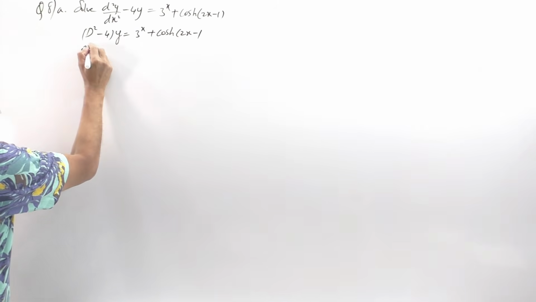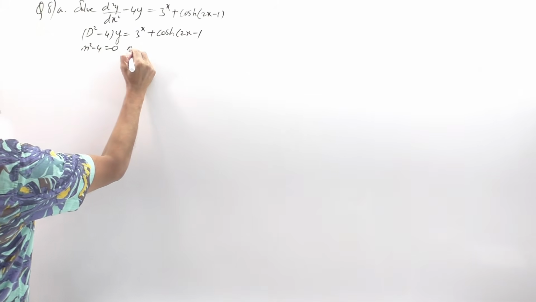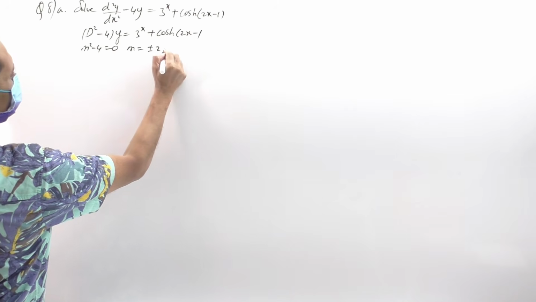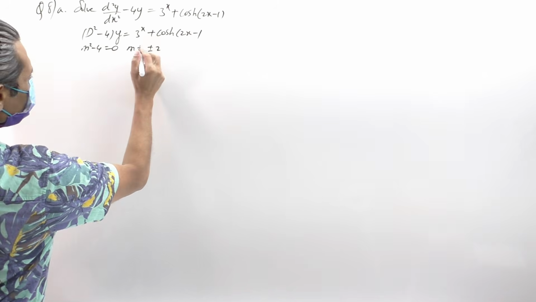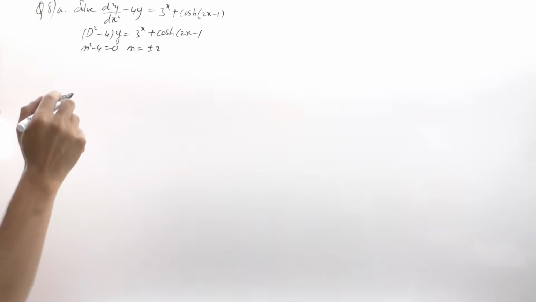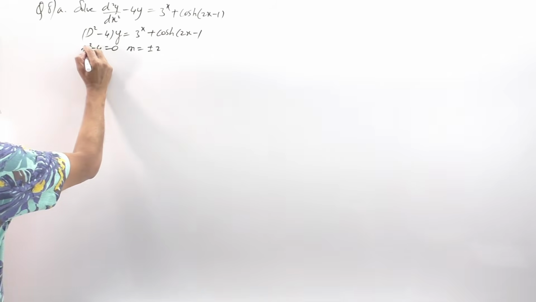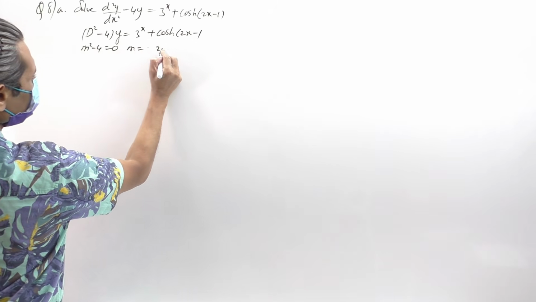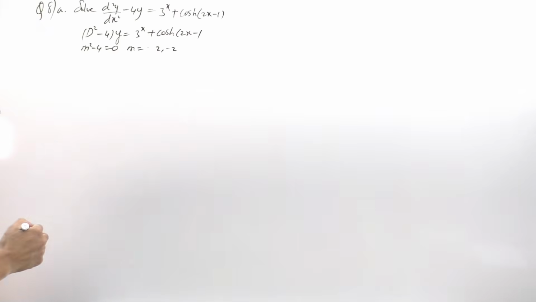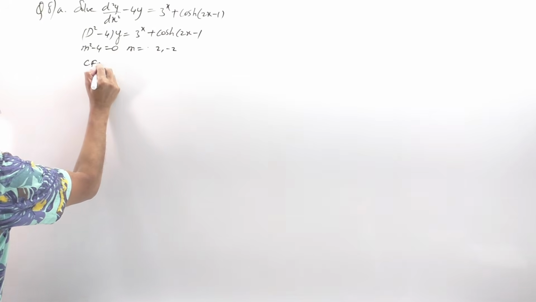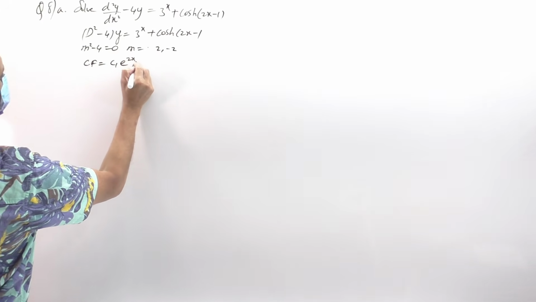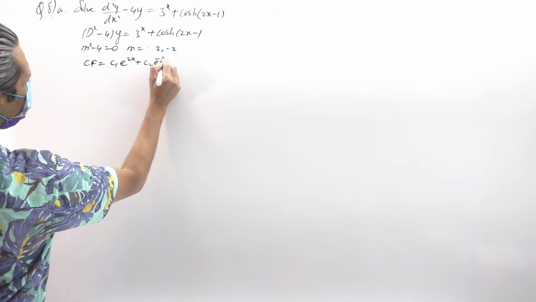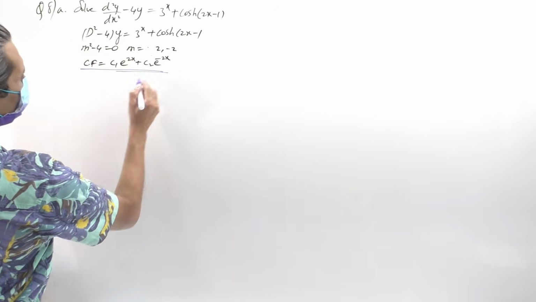Now m square minus 4 is equal to 0, so m is equal to plus or minus 2. That is, m has two roots, because we need to find the roots here. So the auxiliary equation is m square minus 4 is equal to 0, so m is equal to plus or minus 2, so write it plus 2 and minus 2. Both are different roots, so the complementary function is c1 e raised to 2x plus c2 e raised to minus 2x. As I always keep on reminding you, please underline the complementary function.